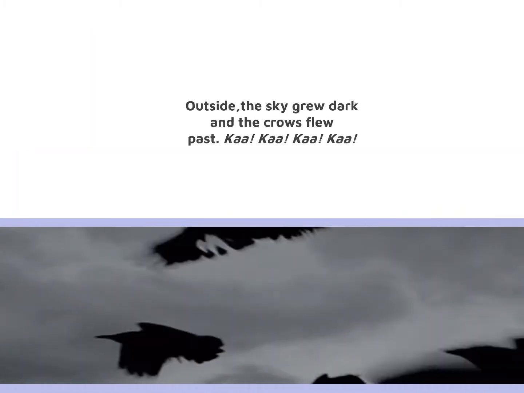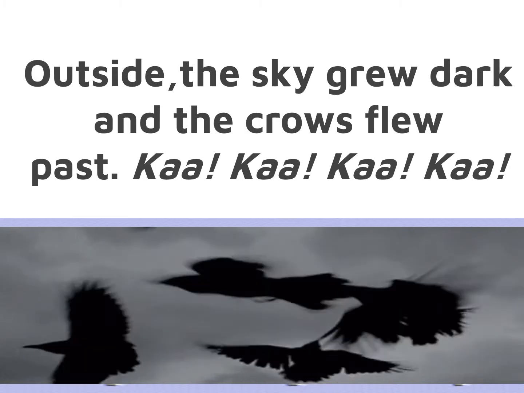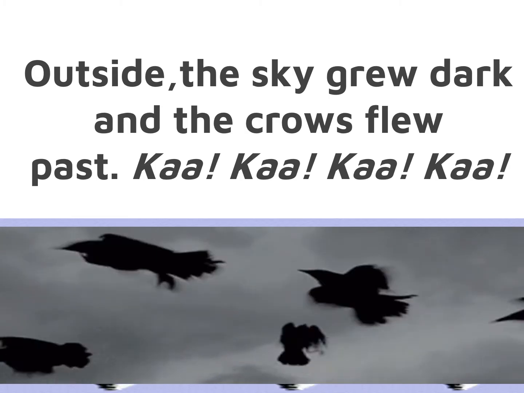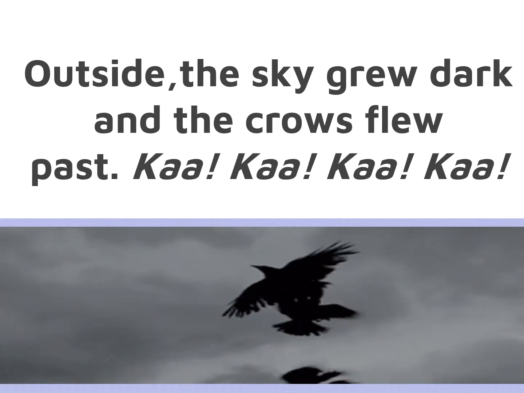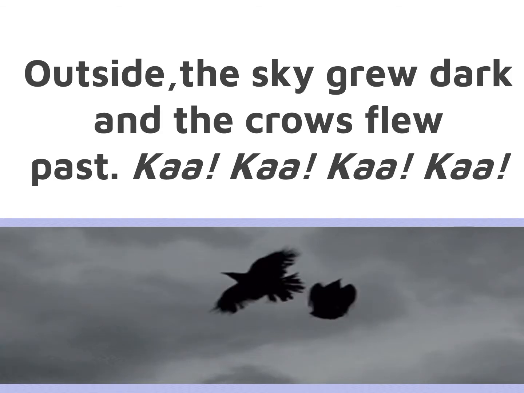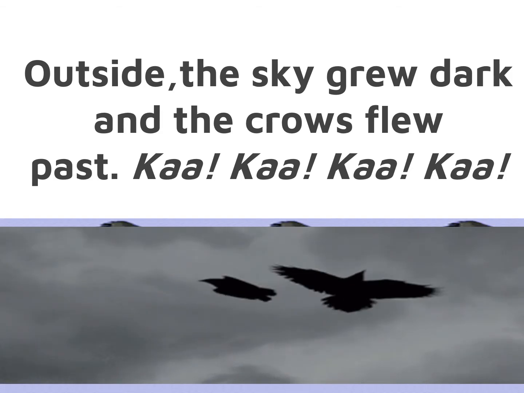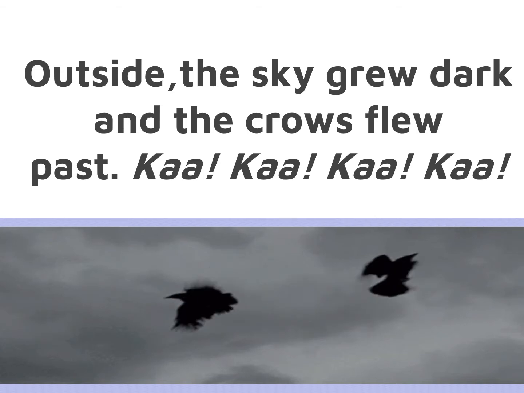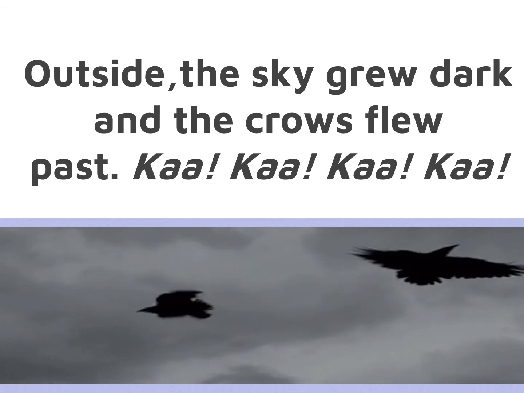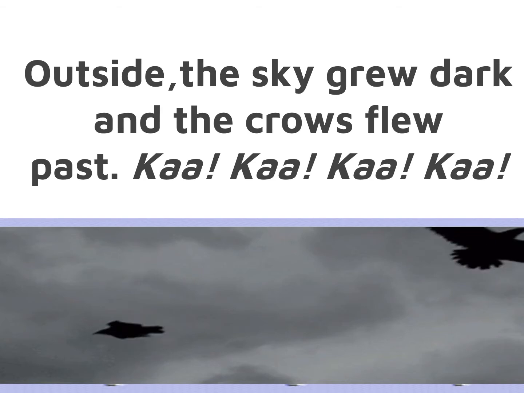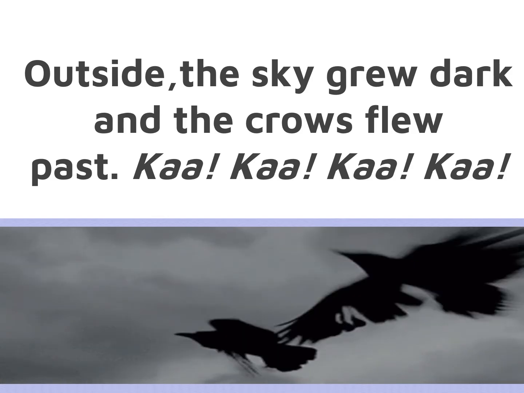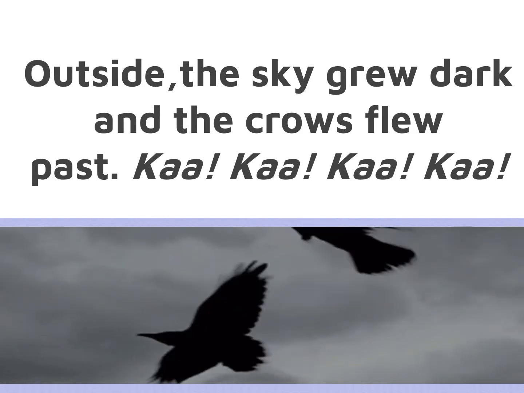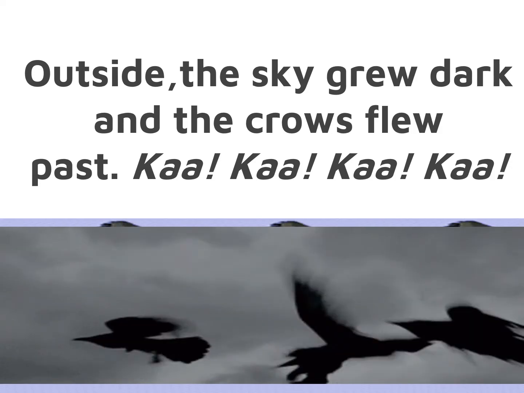Now whenever something happens in the sky or anywhere, all the crows will group together and shout. Here, outside, the sky grew dark. Dark, you all know, is with very less light or no light in the sky. Very dark. So the sky grew black, and the crows flew past. Then how are they flying? Ka ka ka, like that they are shouting and flying in the sky.